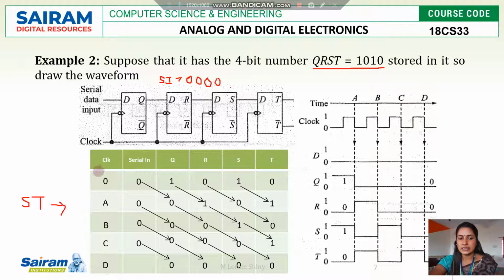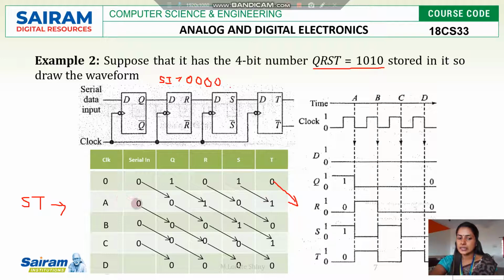State table. The signals are first the clock, then the serial input, then QRST. Serial input we assume 0000, so that I have written here. Then QRST is given in the question as 1010, so you have to take that only. The operation we know: serial input will be given to the first flip-flop, that is Q, and the previous state of Q will be the current state of R. Previous state of R will be the current state of S. Previous state of S will be the current state of T. Previous state of T will be sent out.